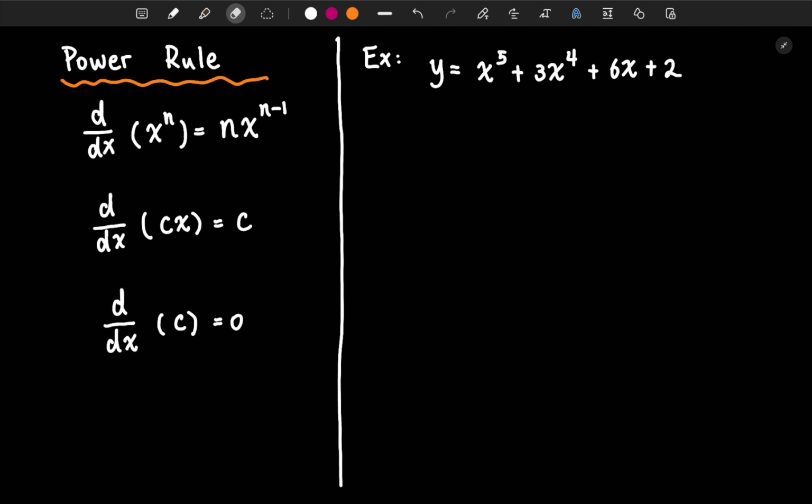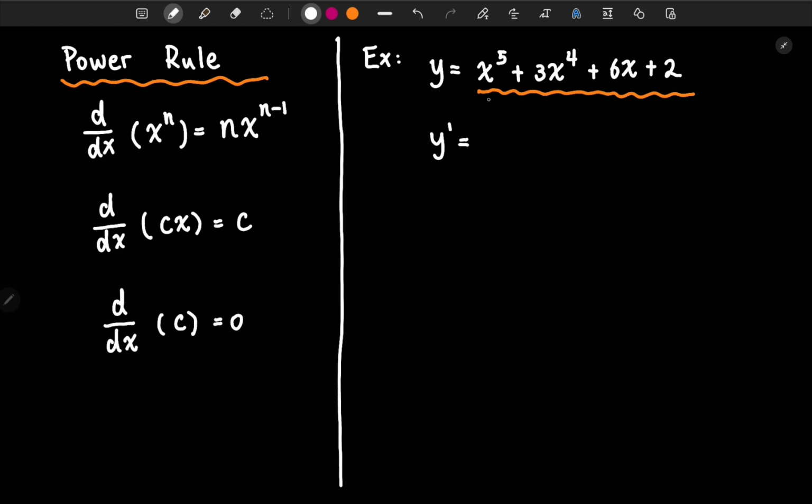Okay, in here we have a function y equal to this polynomial here, and we want to find y prime, which is the derivative of y. And this is a perfect question to use the power rule. Let's look at the terms one by one.